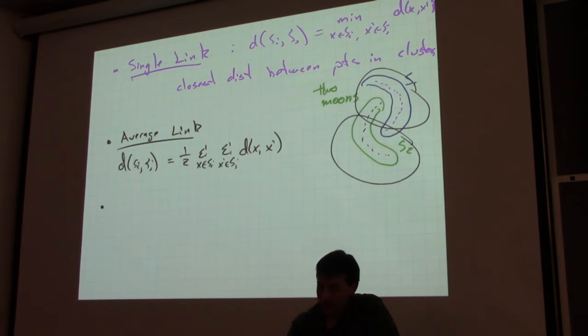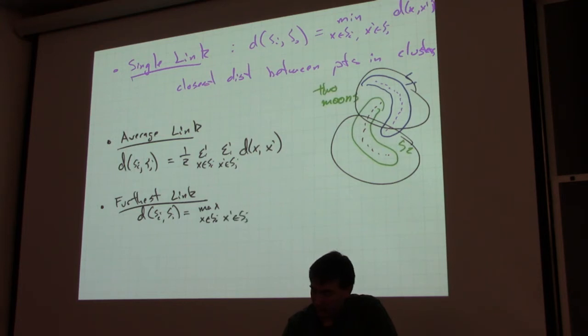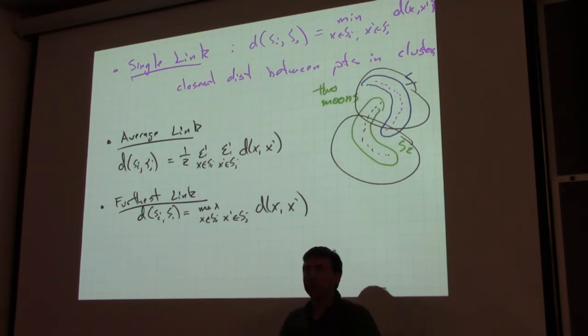Then, in this model, there's another common thing, the furthest link, and this more enforces that the clusters don't get too spread out. d of si, sj is equal to the max over x in si, x prime in sj, of the distance between x and x prime. So this furthest link enforces that if I merge two things together, I don't want anything to be too far apart.